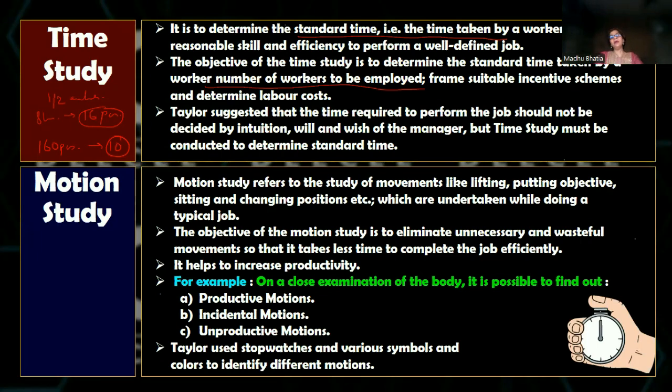Motion study says that any work involves a lot of movements, like standing, sitting, bending, lifting, getting up. So Taylor says that unnecessary movements should be eliminated so that the energy is conserved. For example, on a close examination of the body, it is possible to find out the productive movements, the incidental motions, and the unproductive motions, and all unproductive motions should be eliminated, right?